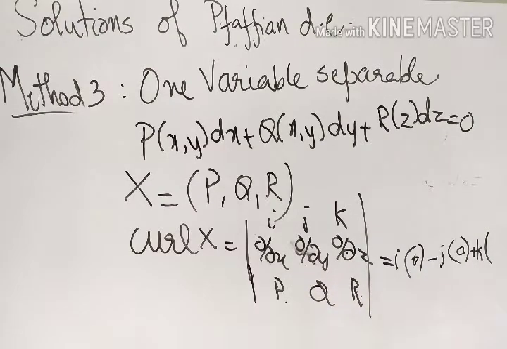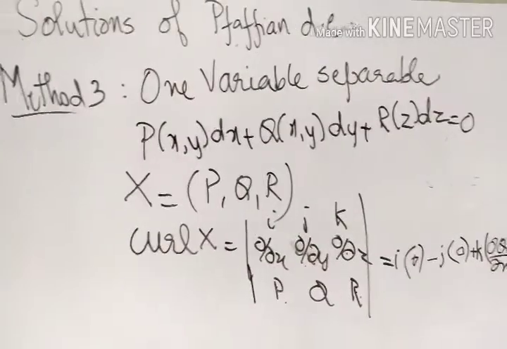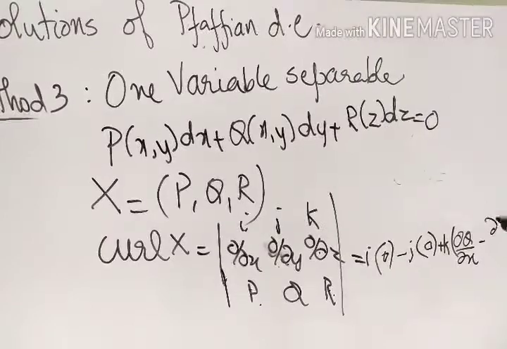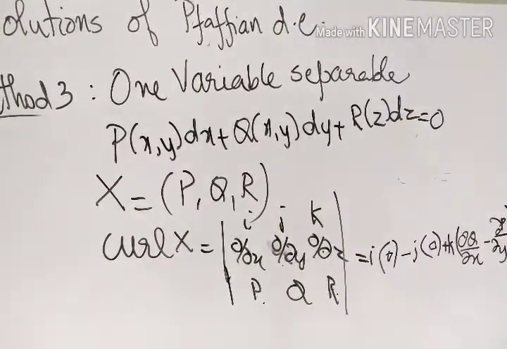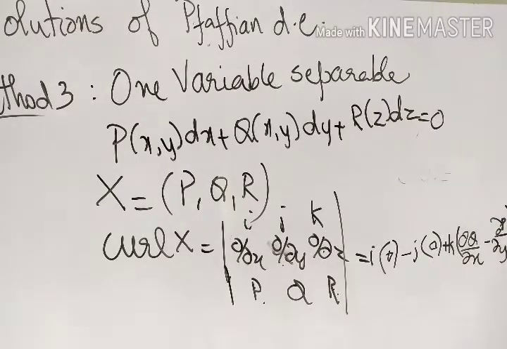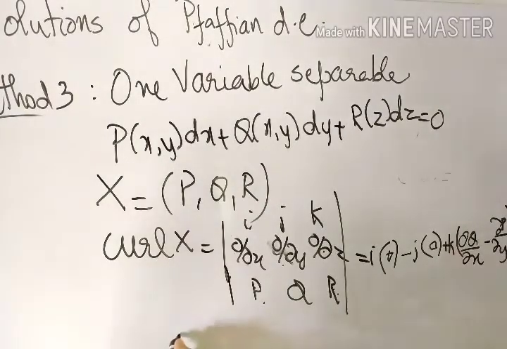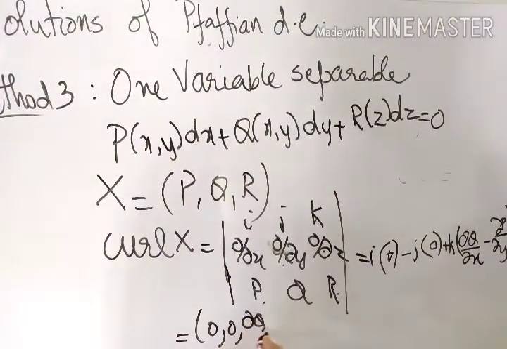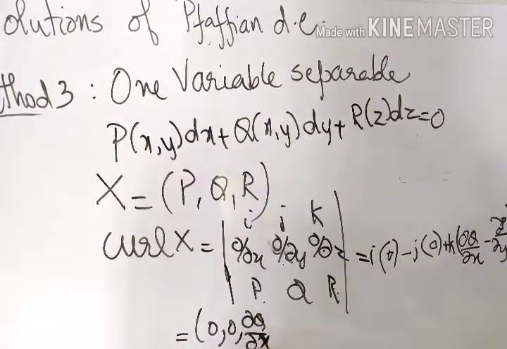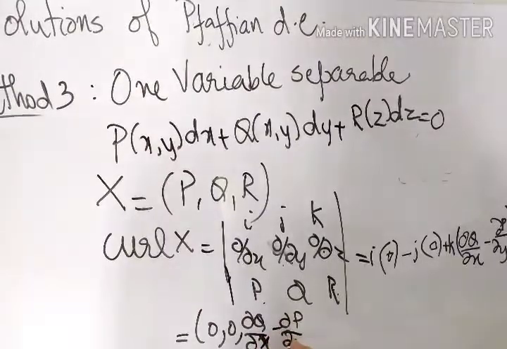Now here I will get a value, that is dou q by dou x minus dou p by dou y. So my curl x, if I am writing in the component form, will be 0, 0, dou q by dou x minus dou p by dou y.